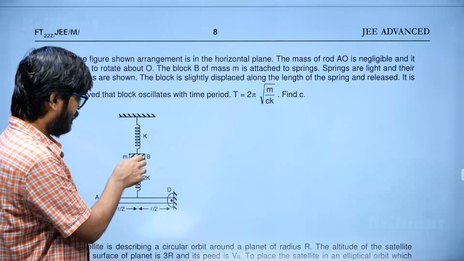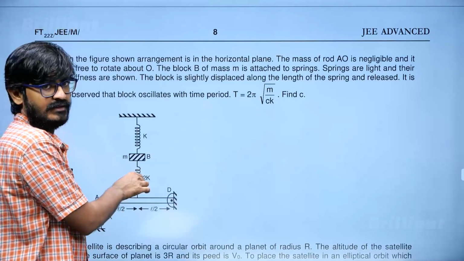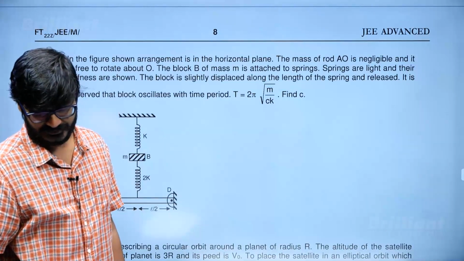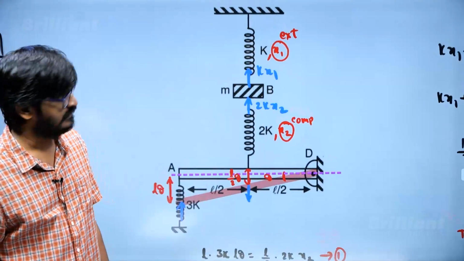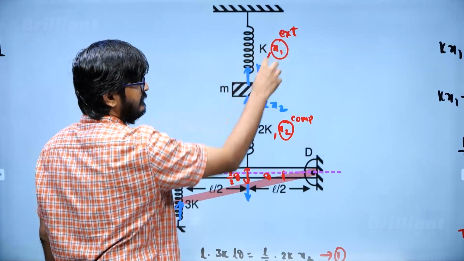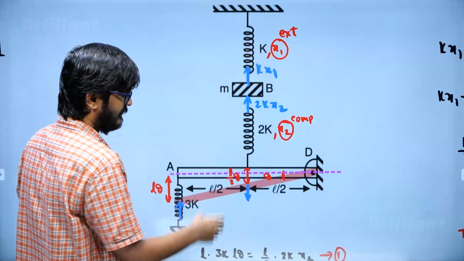Now what you are doing, this is in the horizontal plane. When you are pulling this and you are leaving it, then you are trying to see what is the time period, right? So what is the first thing we are doing? I am pulling it. So this extension I am calling it as X1, and this compression, I am assuming this is getting compressed. Why? The reason is I can show you.